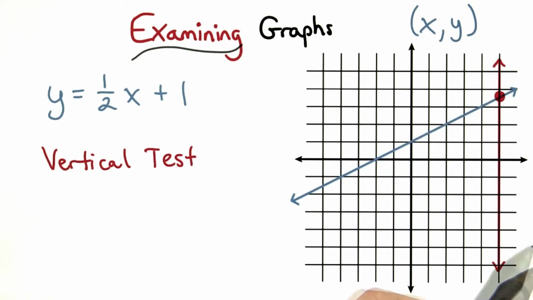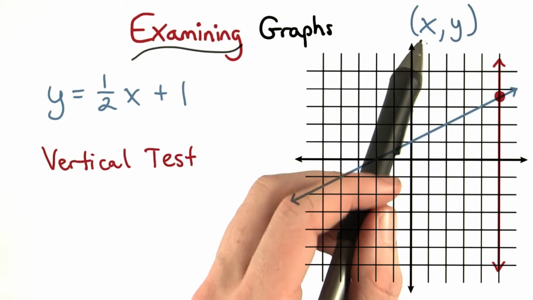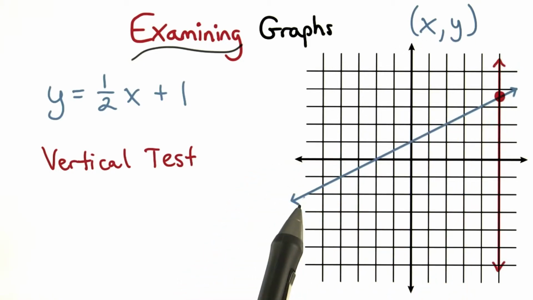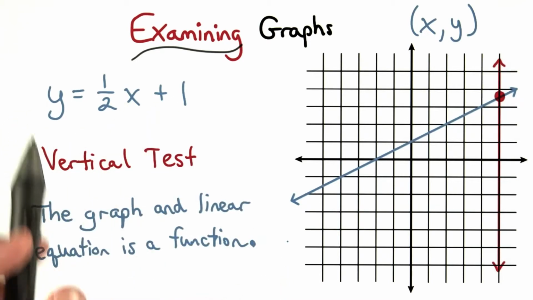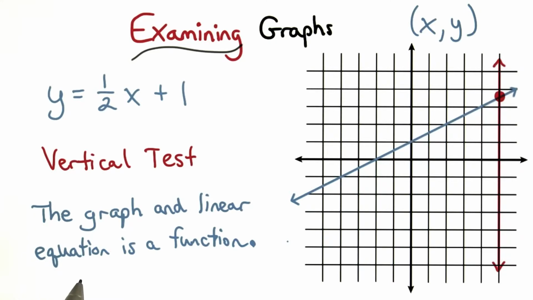Just like in this case, we know every x value on this graph has exactly one corresponding y value. We know every input on this graph has exactly one corresponding output, or y value. So in this case, we know the graph and its linear equation represent a function.